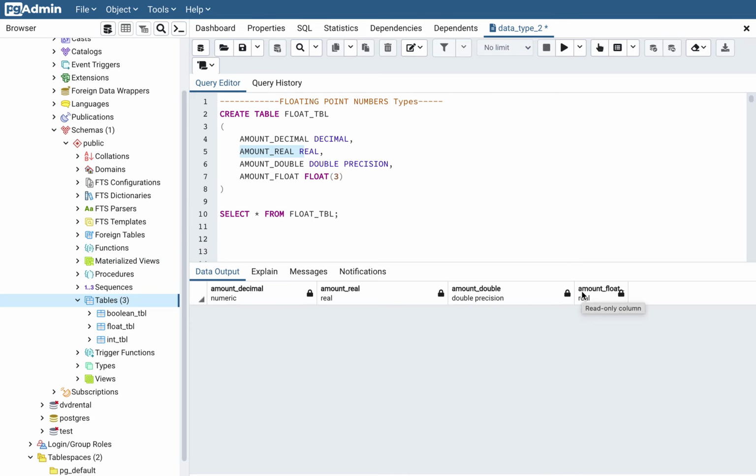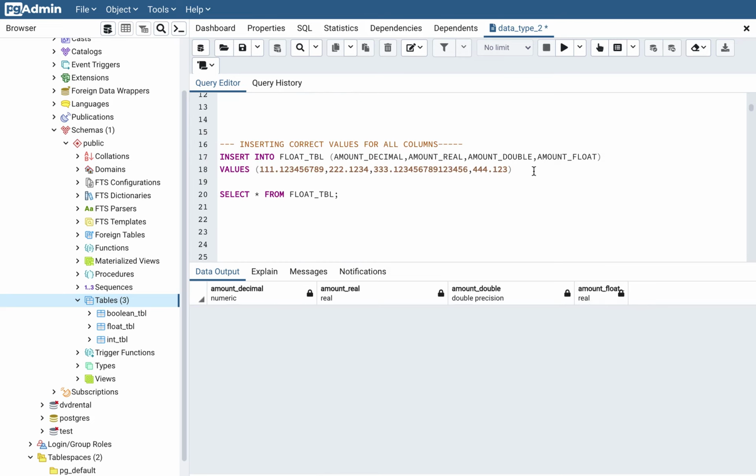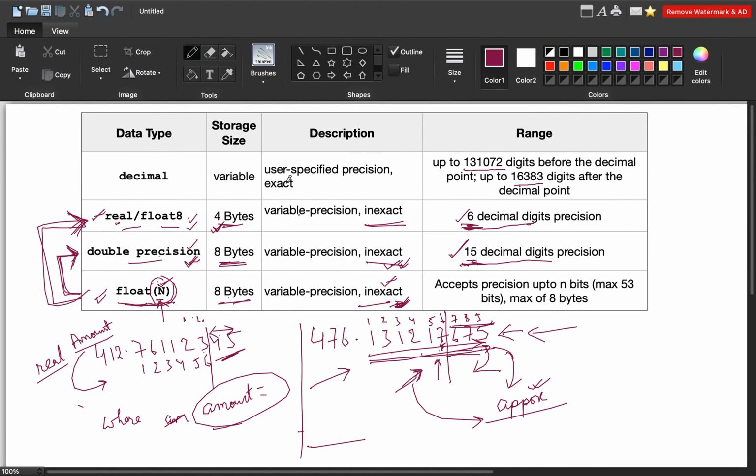Now let us insert some values in our table to see how it looks. So I am inserting this value. You would notice that I am inserting all correct values. So for amount decimal, I can insert any number of digits. That's what it says, user specific precision. And this is exact because numeric is exact.